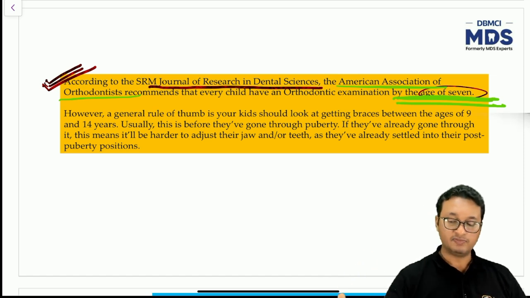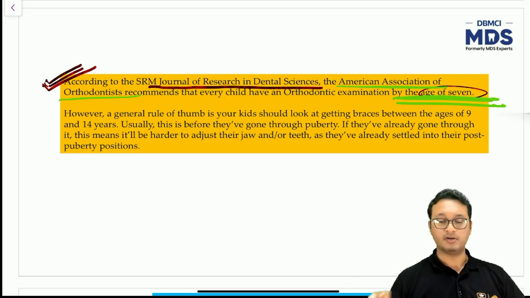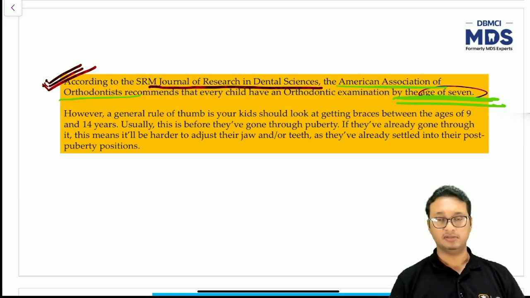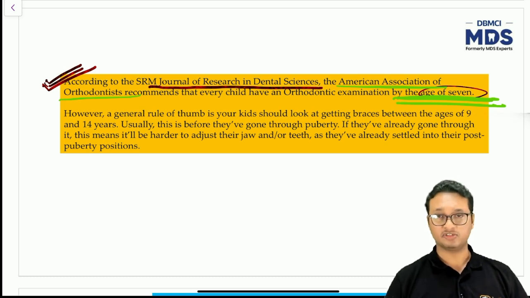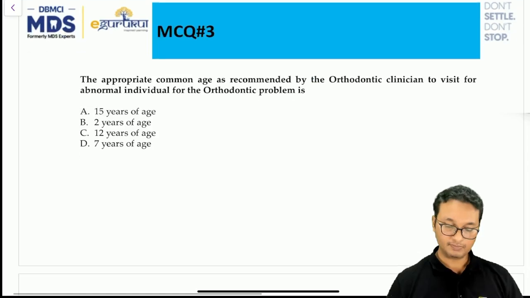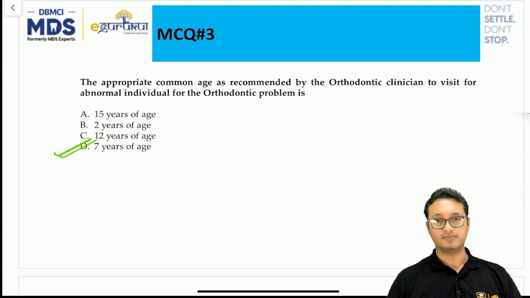But as a rule of thumb, the children should look at getting braces between the age of 9 to 14 years of age. That means during the late mixed dentition stage, or after 14 years, that is after the full complement of permanent teeth have erupted. That is again a subjective decision to make. That is entirely at the discretion of the clinician, of the orthodontist himself. Okay. So the correct answer will be 7 years of age.